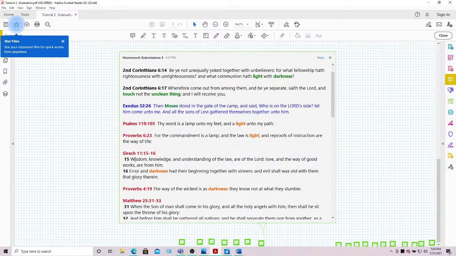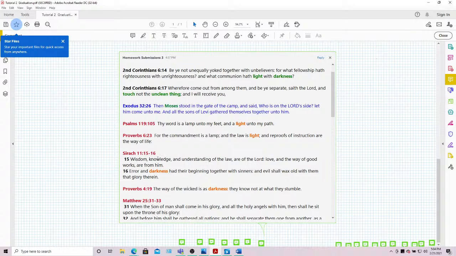The first one we're going to look at is Psalms 119:105. Thy word is a lamp unto my feet and a light unto my path. So that's what your light is. It's the word. And we have Proverbs 6:23. For the commandment is a lamp, and the law is light, and reproofs of instruction are the way of life. So that's what your light is, the word, and it's the way of truth and righteousness.